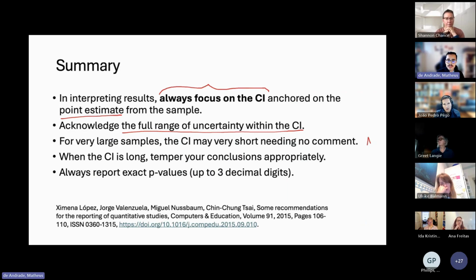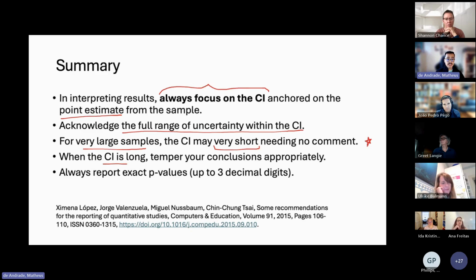One little reminder is that if you have very large samples, the confidence interval might be very short, and you might not need to comment on that. And that is simply because you're getting more accuracy and you're more certain about your estimates.